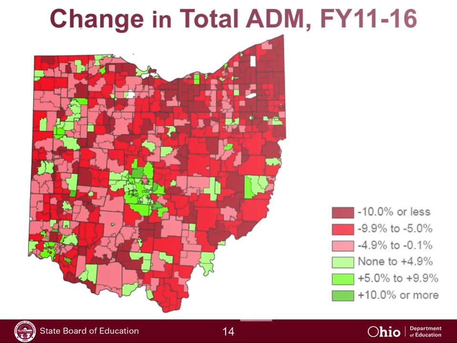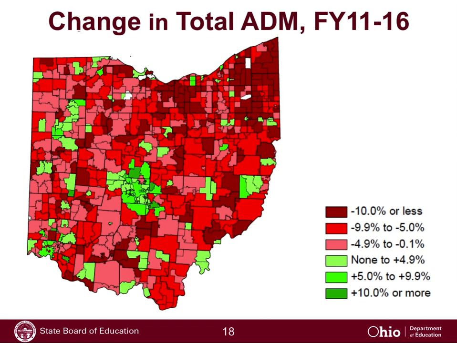Just to illustrate a couple of these points, this first map really shows the changes in the total ADM, in other words, the total student populations over the time period fiscal year 11 to 16. You can see, I think everybody knows the population in Ohio is not growing like some of our southern state colleagues. We are seeing lower numbers, and that bears out in this map.